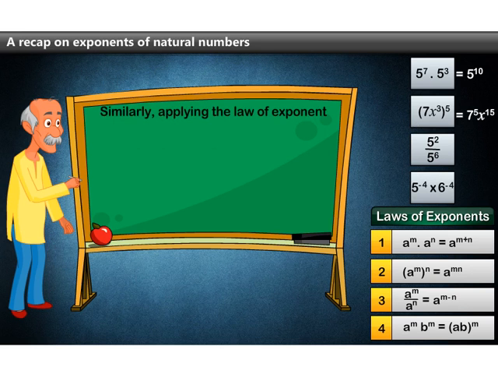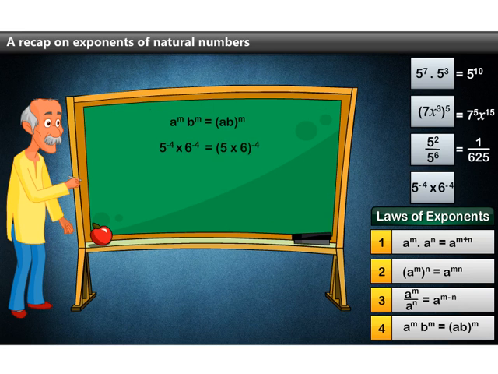Similarly, applying the law of exponents a^m by a^n is equal to a^(m minus n), we get 5 square divided by 5 to the power of 6 is equal to 5 raised to the power of 2 minus 6, that is equal to 5 raised to the power of minus 4, which is equal to 1 by 5 to the power of 4, that is equal to 1 by 625. 5 raised to the power of minus 4 into 6 raised to the power of minus 4 is equal to 5 into 6 raised to the power of minus 4, that is equal to 30 raised to the power of minus 4, which is equal to 1 by 30 raised to the power of 4.